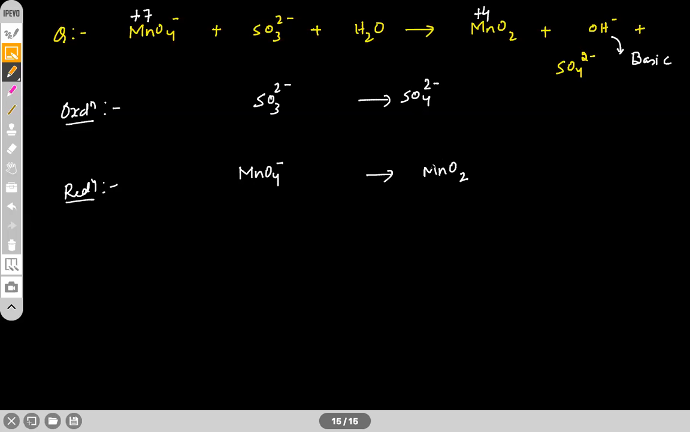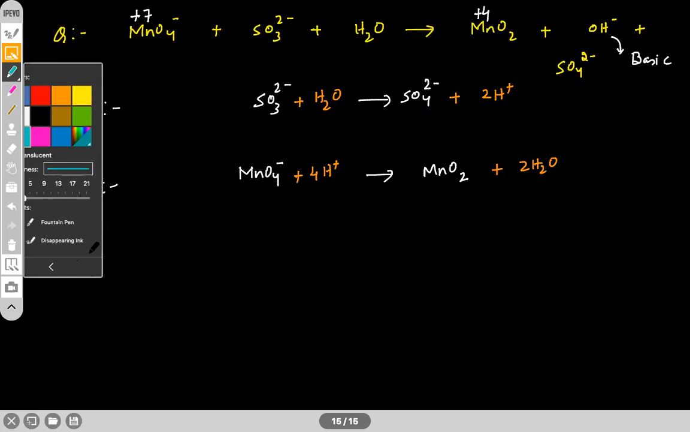All atoms are balanced, now we will balance oxygen by adding water molecules. So we have 3 oxygen here, 4 oxygen here. So 1 water molecule I'll add this side to balance oxygen. And then hydrogen will be balanced. So 2H plus this side. 4 and 2, so we have 2H2O this side and 4H plus this side. So all the atoms are balanced now, now charge.